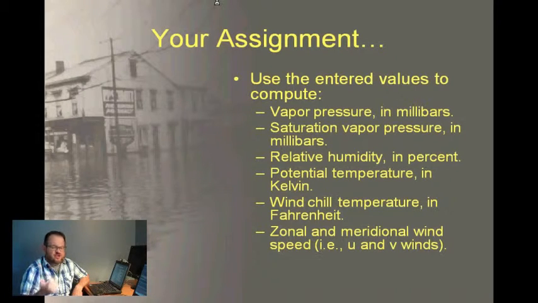I think you ask the user for temperature and dew point and pressure and wind speed and wind direction, I believe. And from that you're going to be computing things like the vapor pressure, the saturation vapor pressure, the relative humidity, the potential temperature, wind chill temperature, and zonal and meridional winds. Now, you need to be very explicit when you are asking the user. Make sure you know what units you're getting the answer in.